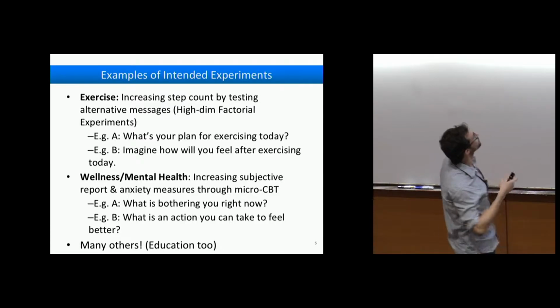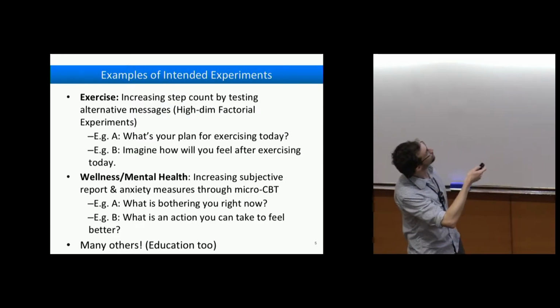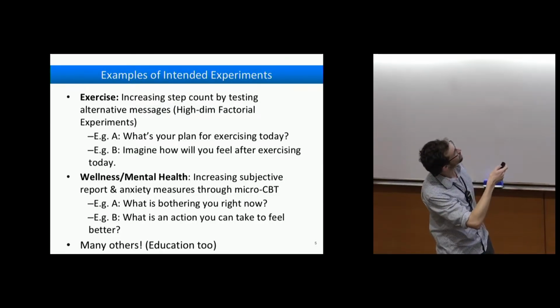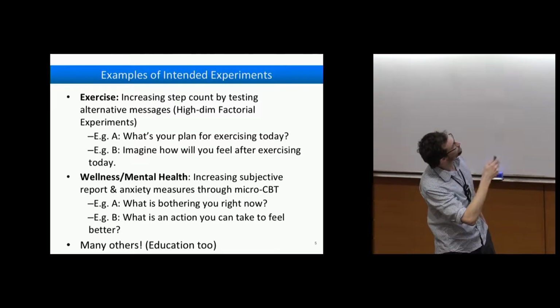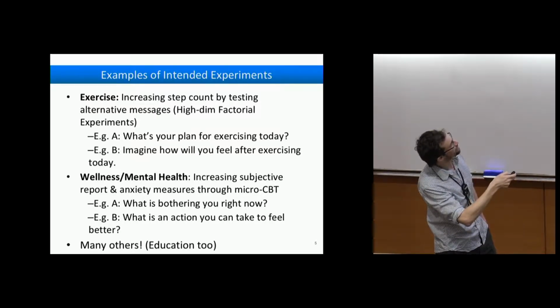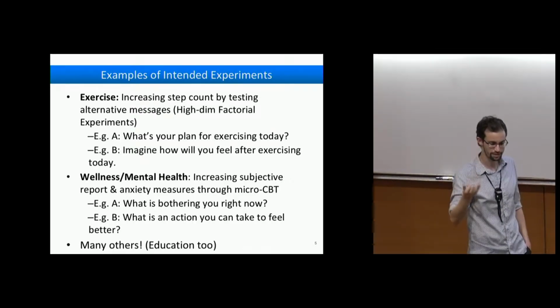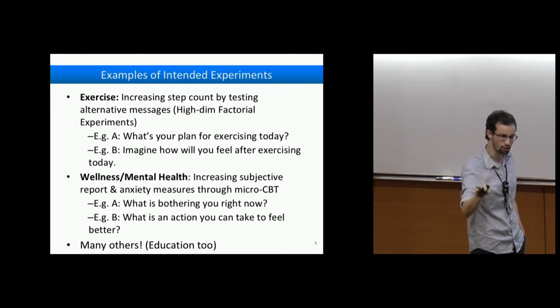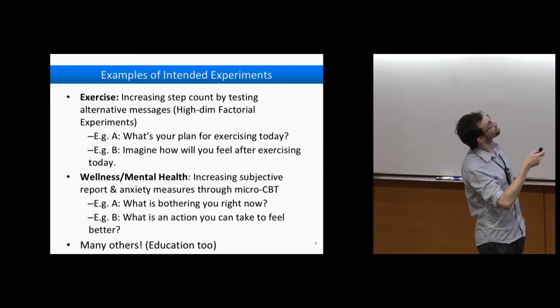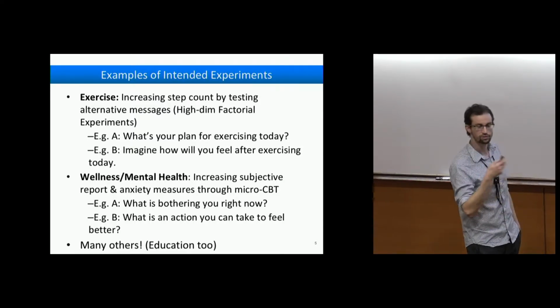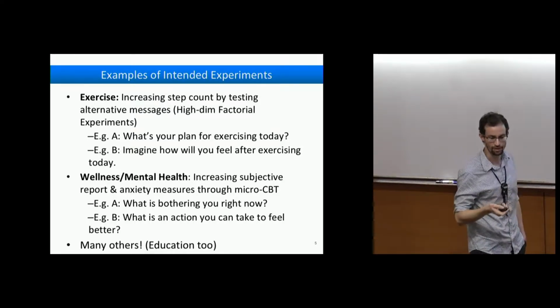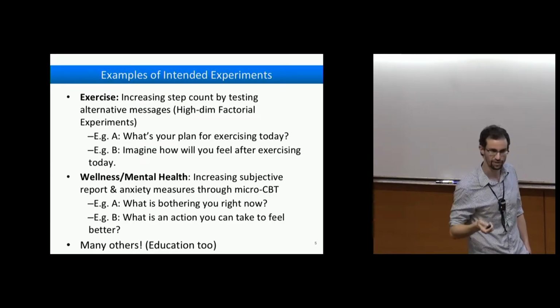So an example could be, how do we increase step count by testing alternative messages? Like, what's your plan for exercising today? Versus imagine how you'll feel after exercising today. Just really simple examples, not necessarily high quality enough to run a study on right now, but I'm just trying to make it concrete. Which of these is going to impact steps more? And which one will impact steps more for subgroups of people? For example, based on whether you're low or high motivation, based on whether today is the day you wanted to exercise or not.